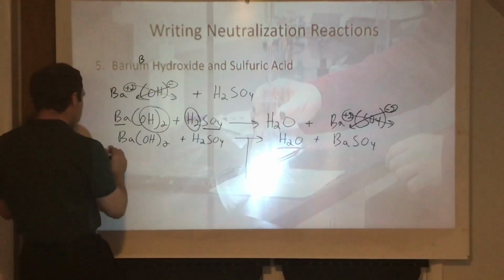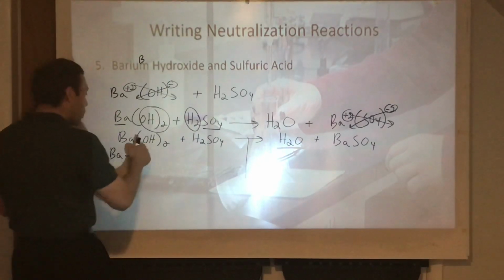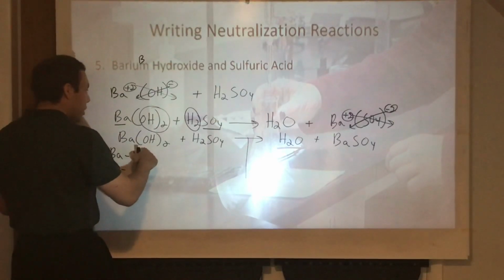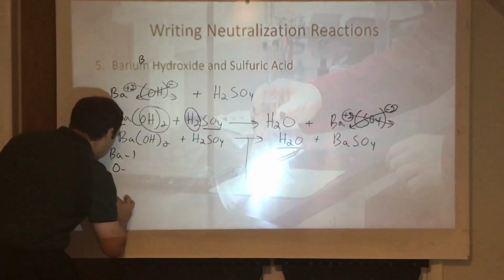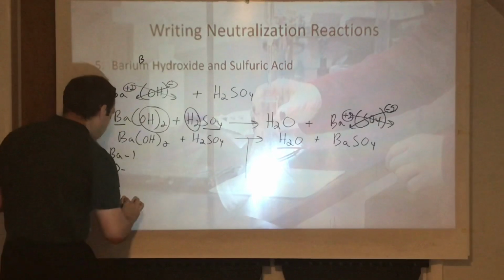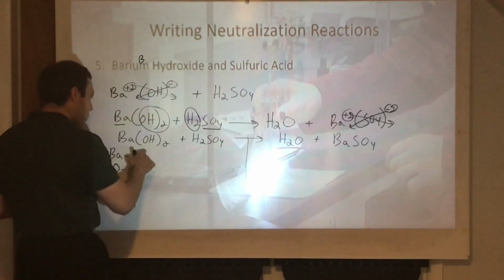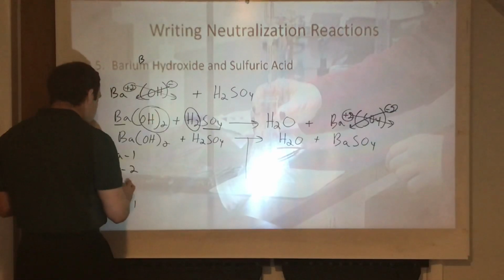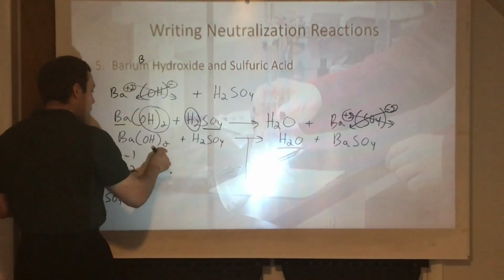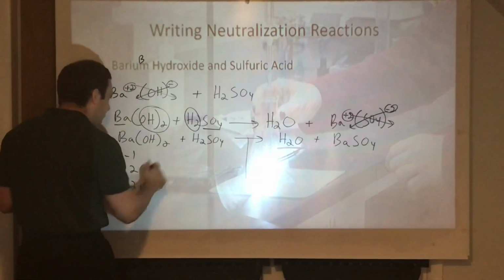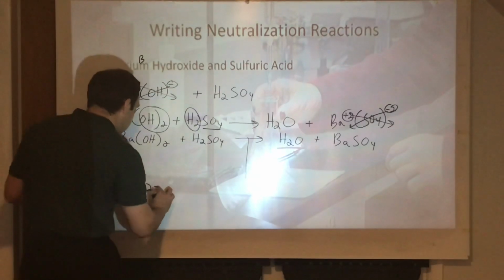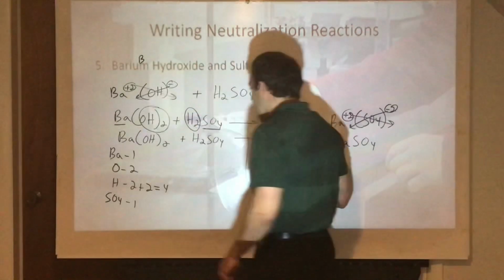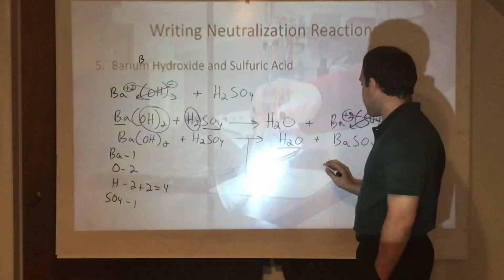If we were to balance this, we have Ba, there's one of them. Oxygen, we'll leave the sulfate by itself, SO4, there's one of them here. The oxygen, so 1 times 2 is 2. And hydrogen, 2 times 1 is 2, plus 1 times 2 is 2. So there are 4 hydrogens on the left side. On the right side, we'll keep the same order.